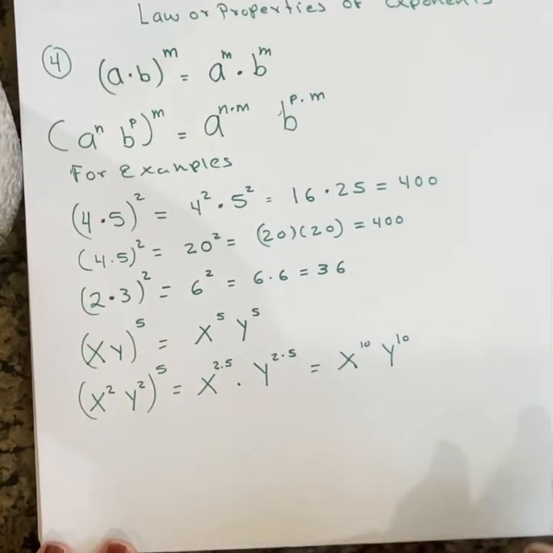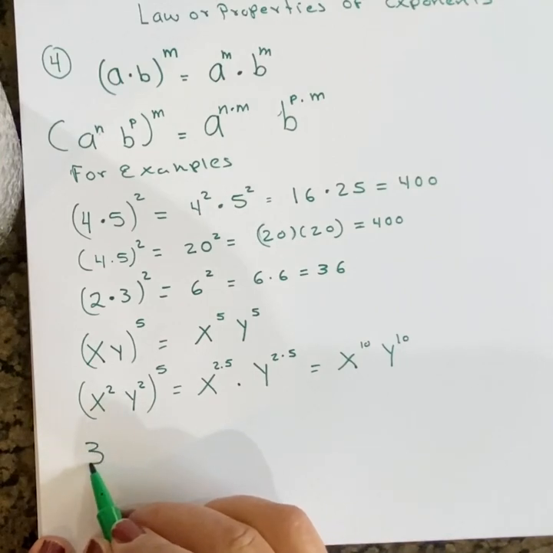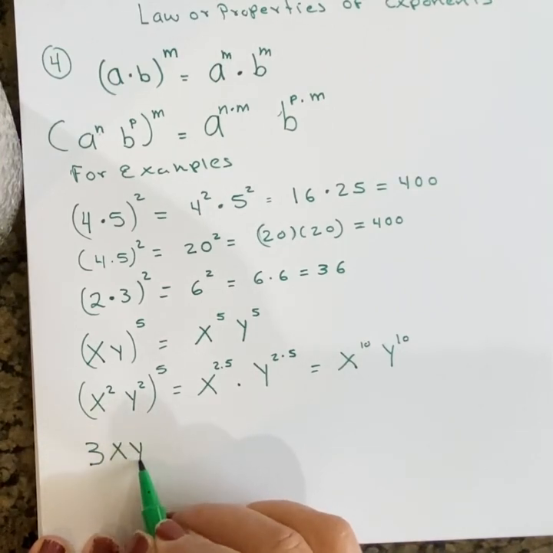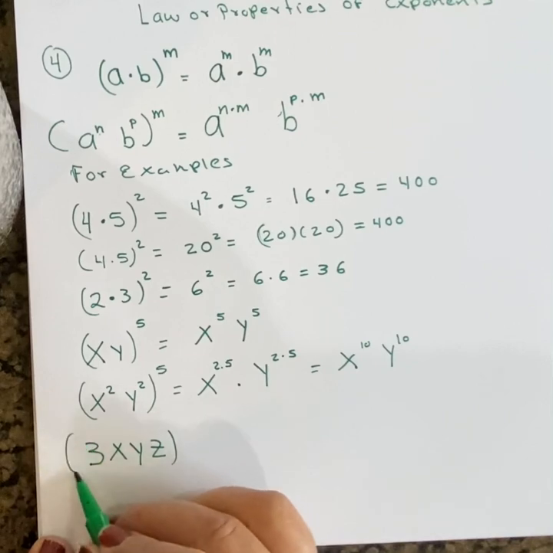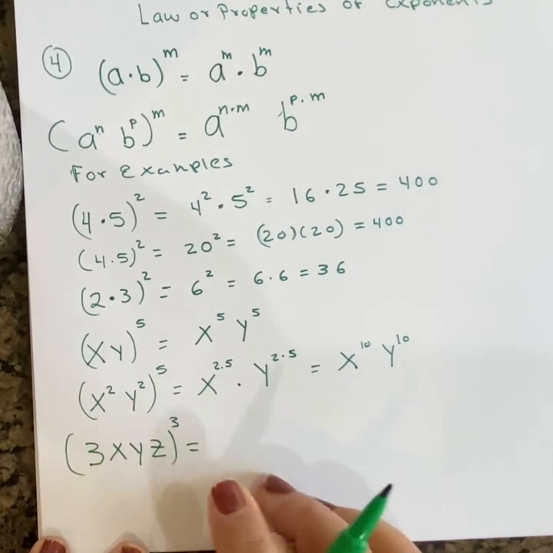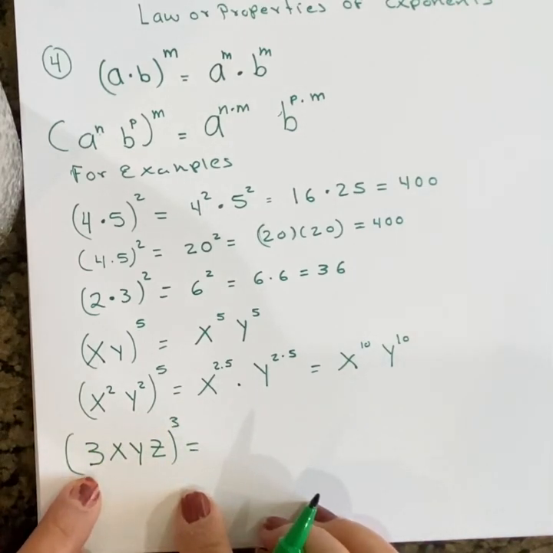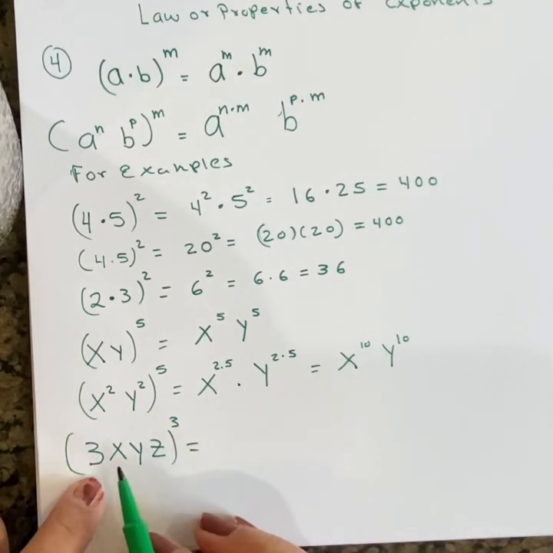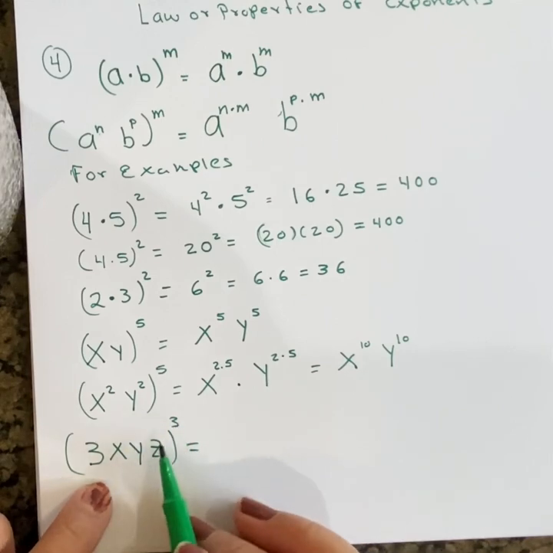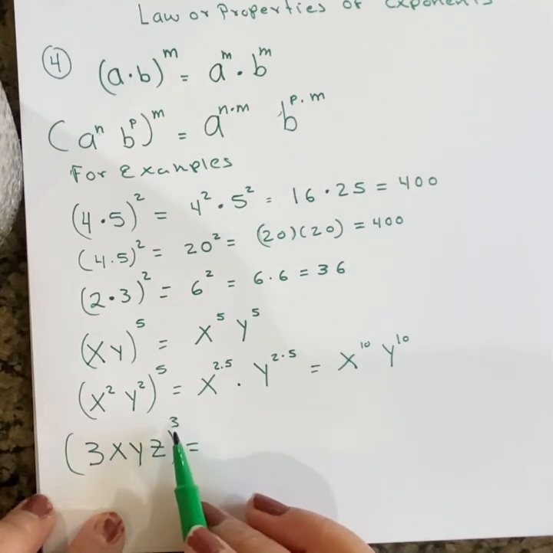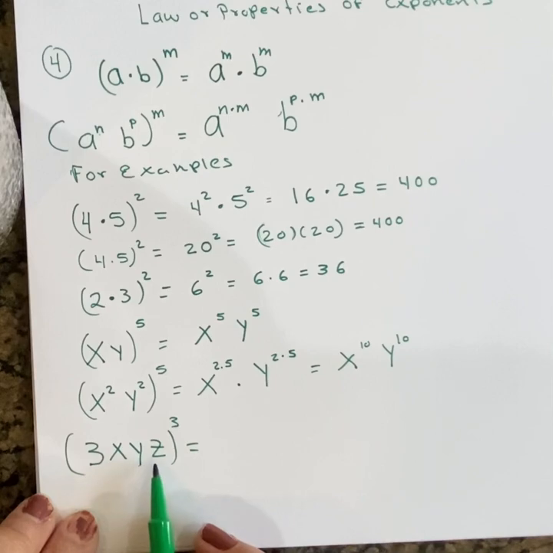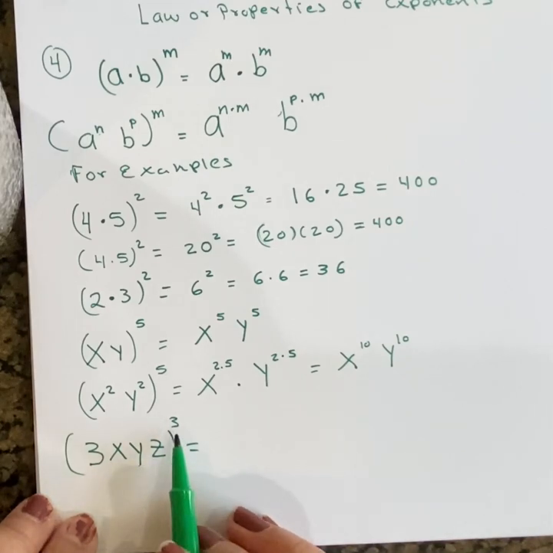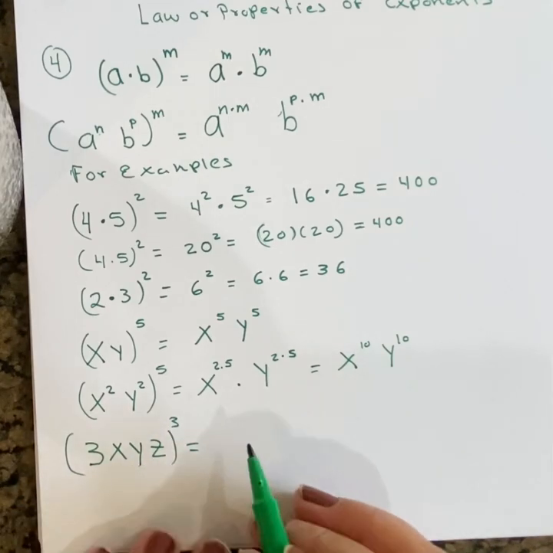So let's see one more example. For example, if I have 3, x, y, and z, and this is to the 3rd power. Remember what I said, everything in the parentheses is affected by the exponent. So in this particular case, it's going to be 3 to the 3rd, x to the 3rd, y to the 3rd, and z to the 3rd. Every one of those elements must be to the exponent of the 3rd power.